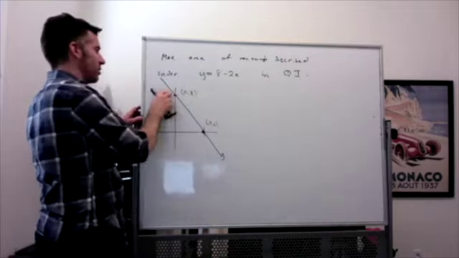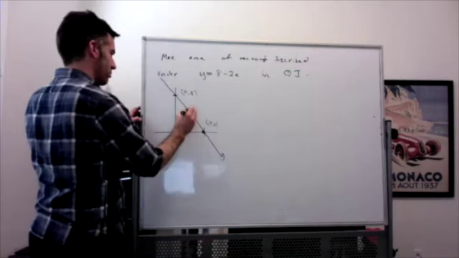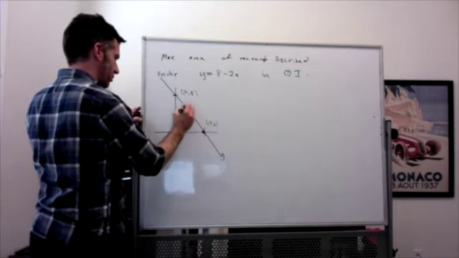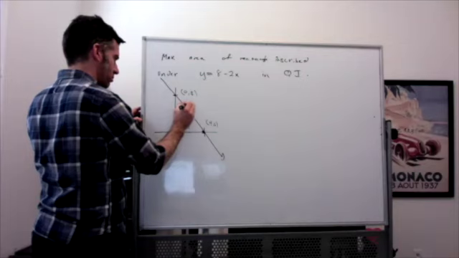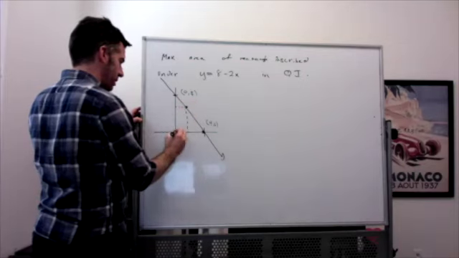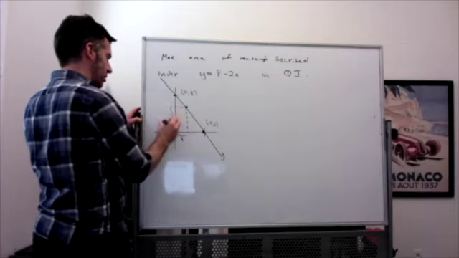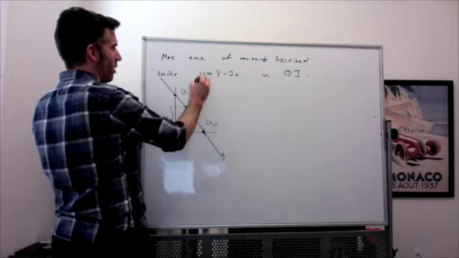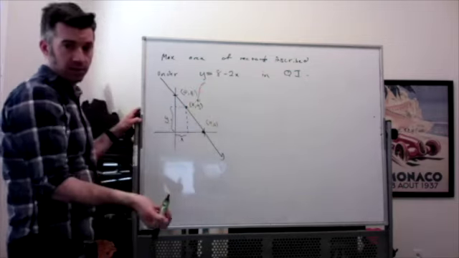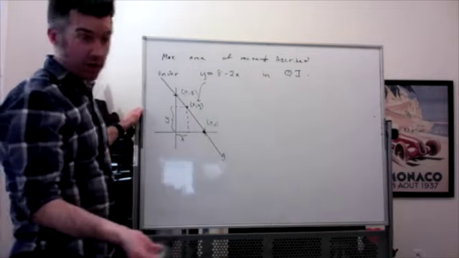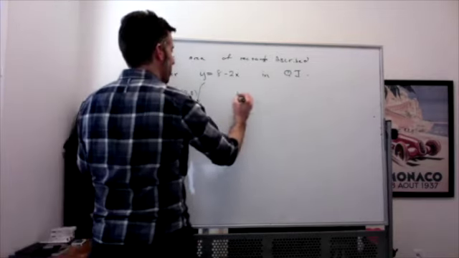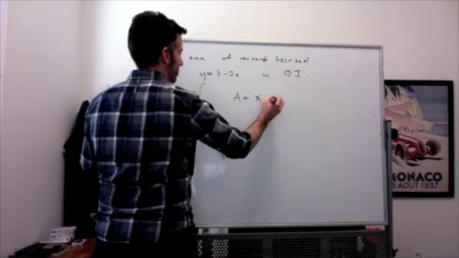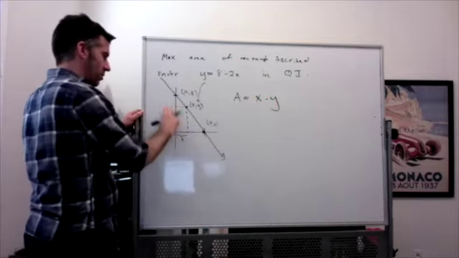And here's my rectangle with a base of x and a height of y. This is the point x comma y. But we know that y is equal to 8 minus 2x. So let's write an equation for the area. The area is x times y, right? So base times the height.